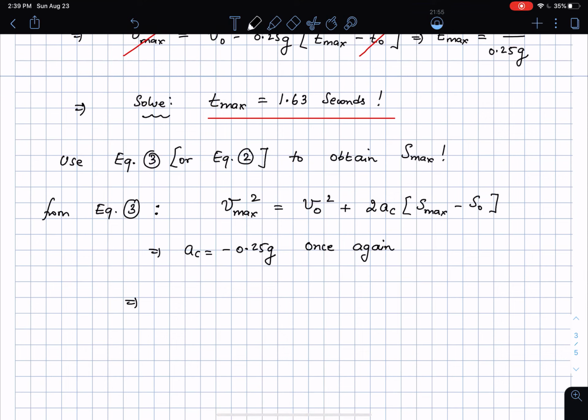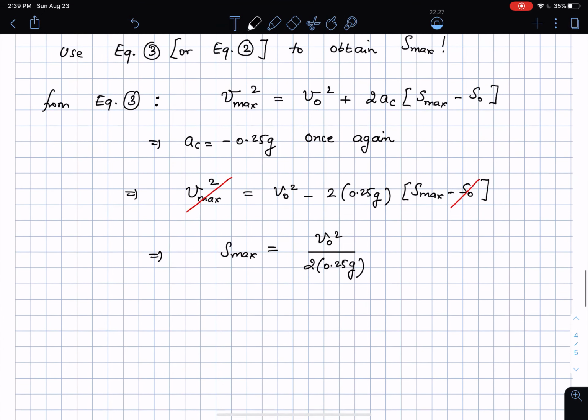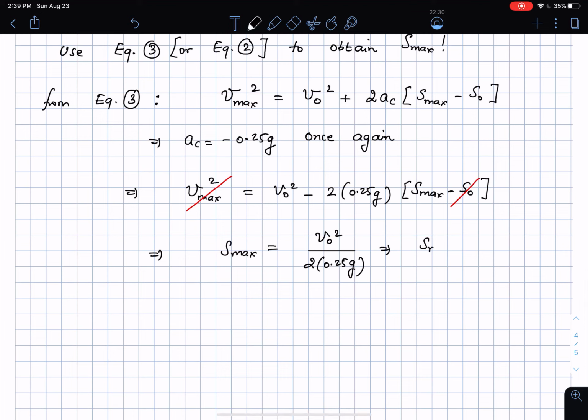And so this tells me that V max square is V naught square minus 2 times 0.25 g times S max minus S naught. Cancel off some of the things that you know are 0. This is 0 and this is also 0, and so this tells me that S max is V naught square divided by 2 times 0.25 g, which is approximately 3.26 meters. So this is the final answer.